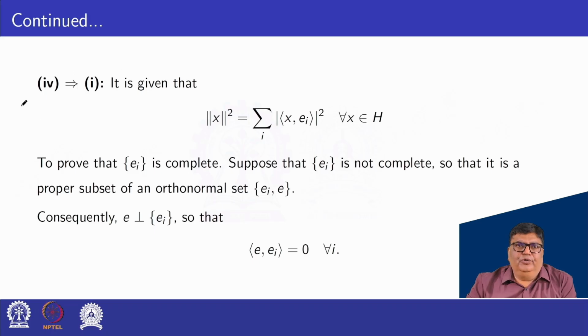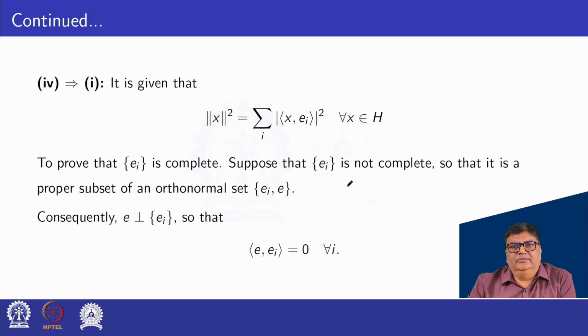Now to prove fourth to first. If norm x square is this, which is given, then we have to prove ei is complete. Okay, so it is given that norm x square is equal to this. Suppose that ei is not complete, so that it is a proper subset of an orthonormal set ei and e. Okay, consequently e is perpendicular to ei, so that the inner product of e and ei is equal to 0.